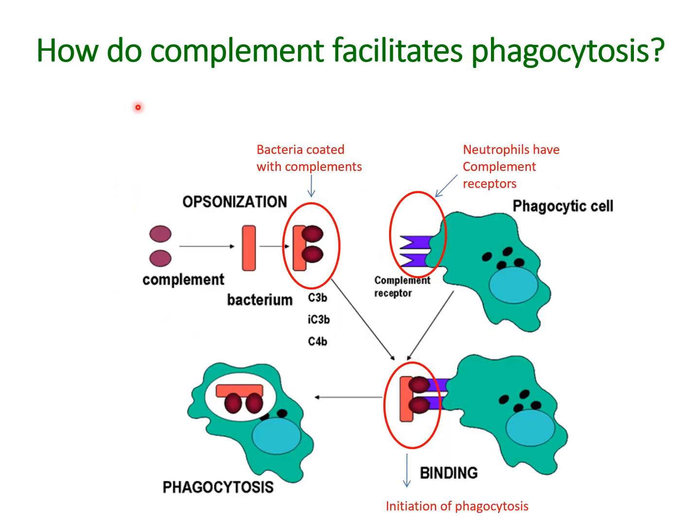How does complement facilitate phagocytosis? Complement is able to facilitate phagocytosis through opsonization. Opsonization is a process in which pathogens are coated with complement proteins so that the coated pathogens can be recognized by the complement receptors on phagocytic cells, making the coated pathogens more readily engulfed by phagocytes.